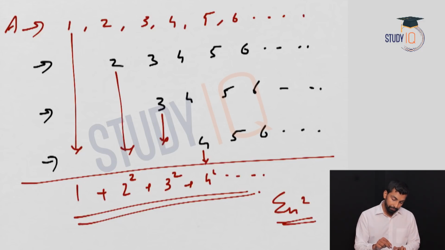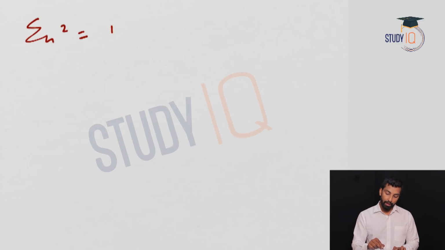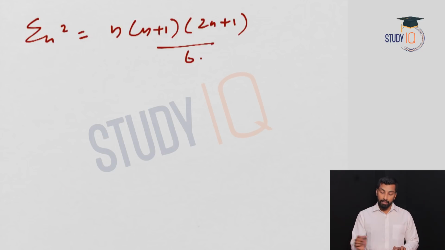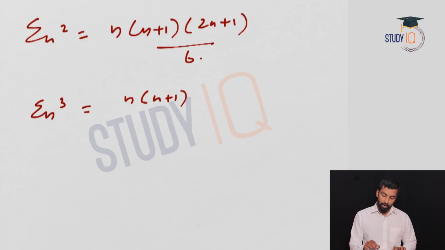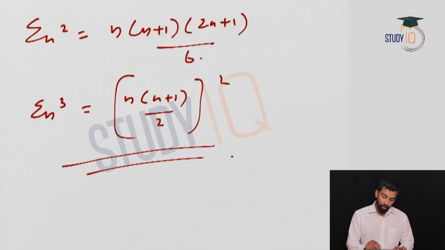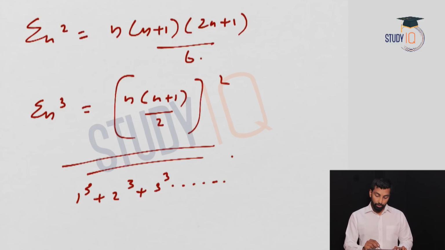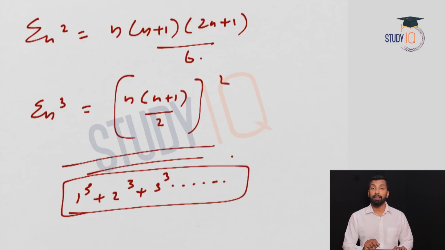So sigma n square is equal to n into n plus 1 into 2n plus 1 divided by 6. Similarly, sigma n cube is equal to, we already know sigma n is n into n plus 1 divided by 2. Take the square of it, and that is sigma n cube. What is sigma n cube? 1 cube plus 2 cube plus 3 cube, etc. So cubes of the first n natural numbers, that is sigma n cube. Squares of the first n natural numbers, that is sigma n square. Sum of the first n natural numbers, that is sigma n.